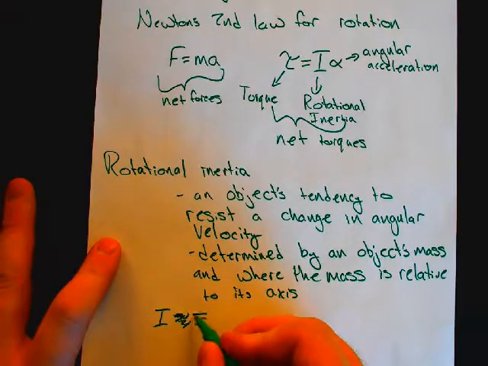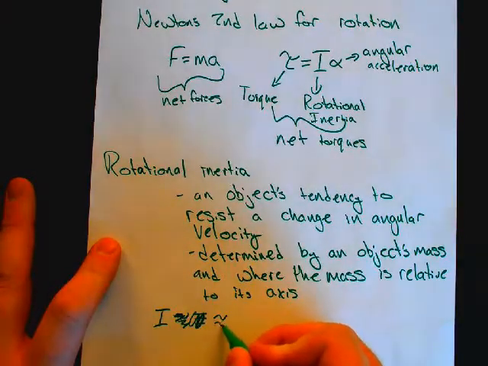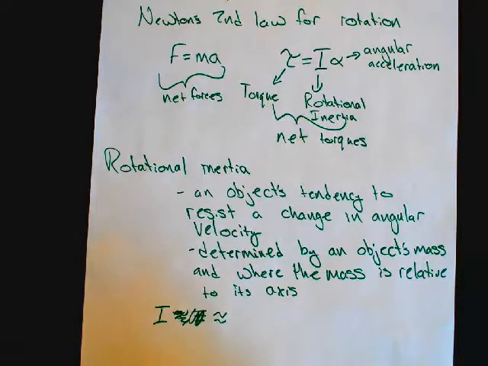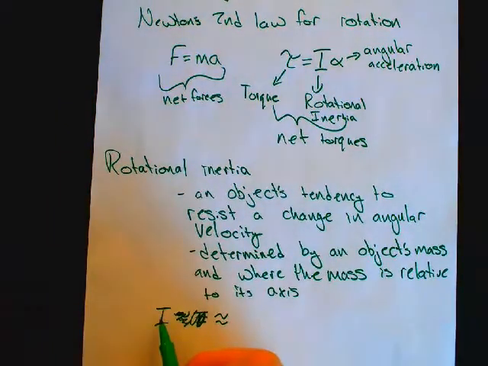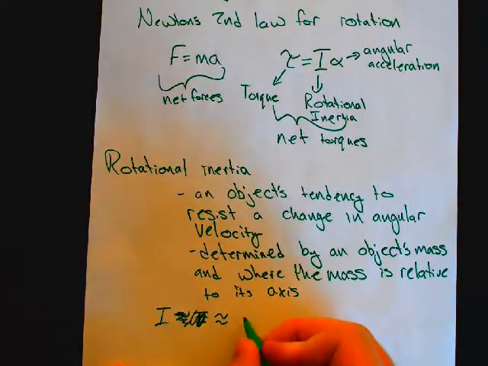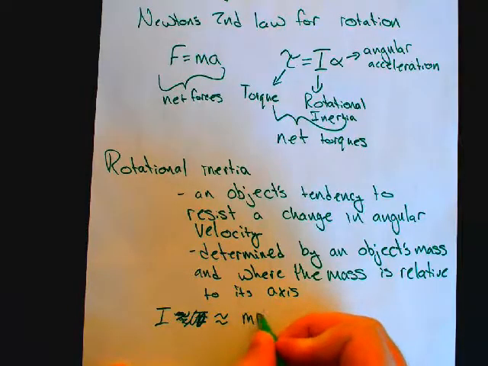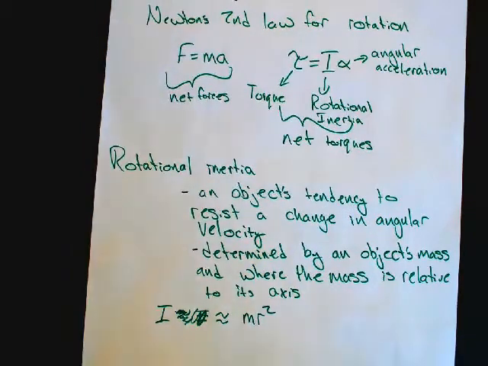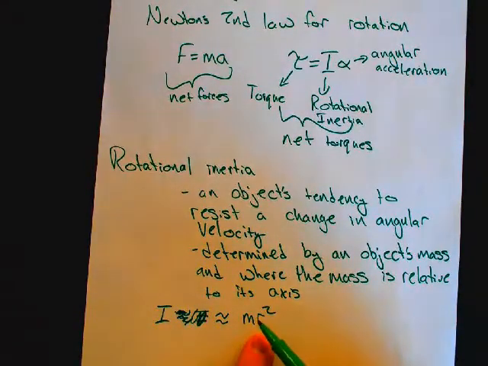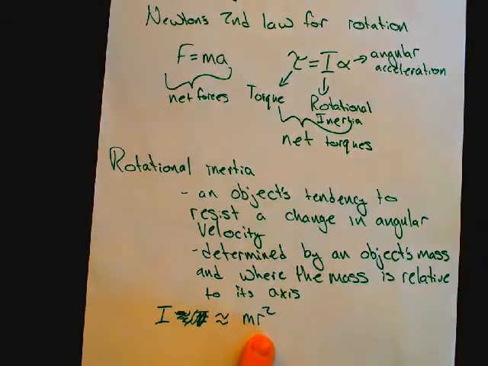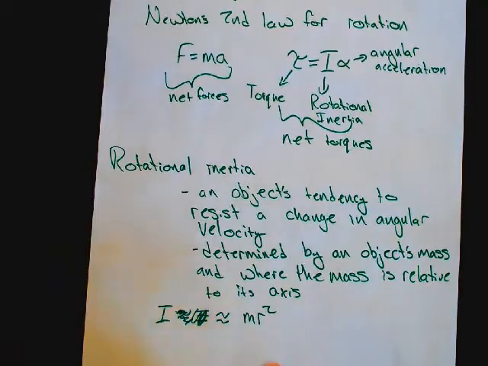All right, then I'm just going to stick with this as proportional to, even though it's mathematically not sound, because I'm not using the thing that looks like alpha, because that would be worse. So I is proportional to mr squared. So regardless of what object we're talking about, as mass increases, rotational inertia increases. As radius increases, rotational inertia increases dramatically. Okay?